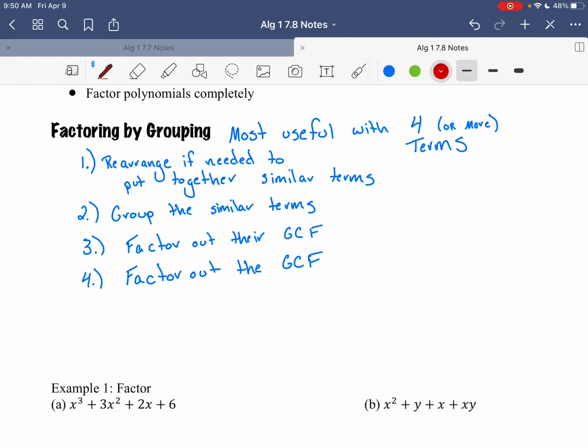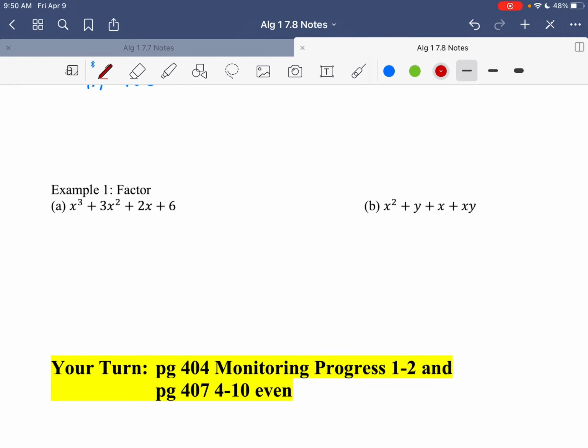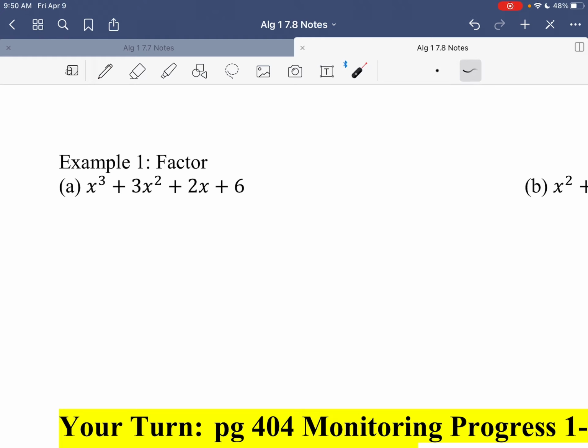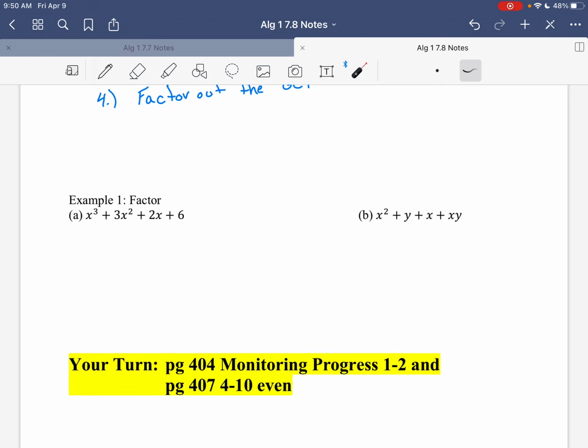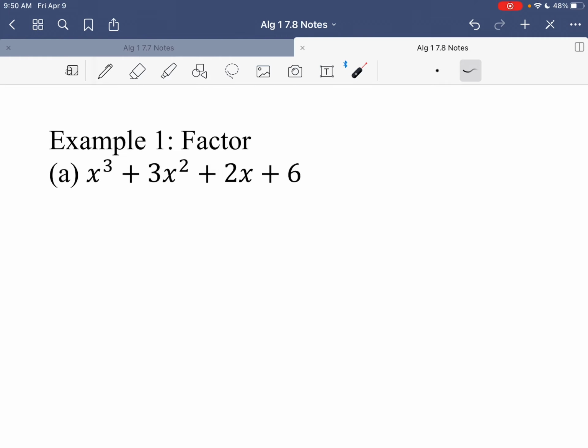Okay, so this first step, rearrange if needed, sometimes it's not needed. Okay, so first we look at, here we have 4 terms. 1, 2, 3, 4, and it says rearrange if needed to put together similar terms. So what they mean by similar terms is ones that they have in common. These first two both have x's. So really those are kind of similar terms. These two both don't have x's, but they both are divisible by 2. They both have a factor of 2. So I'm not going to rearrange this at all because we're already kind of similar.